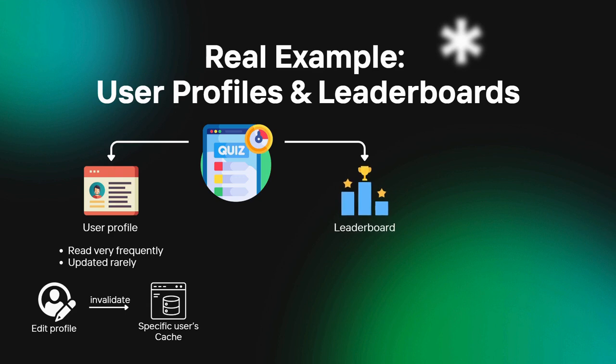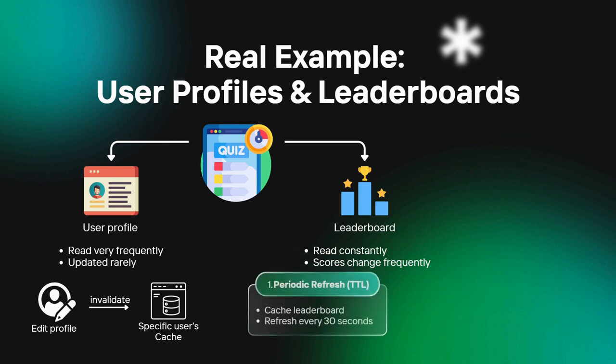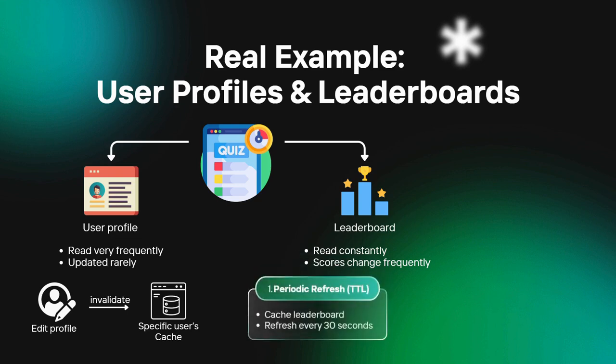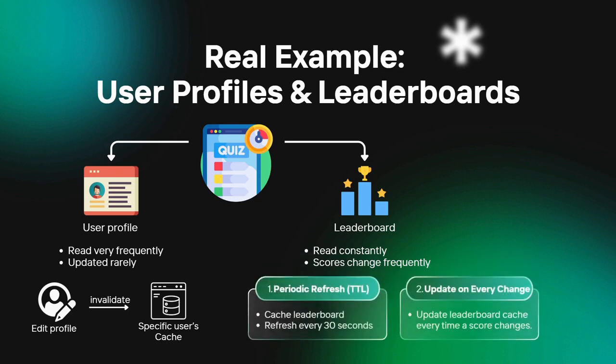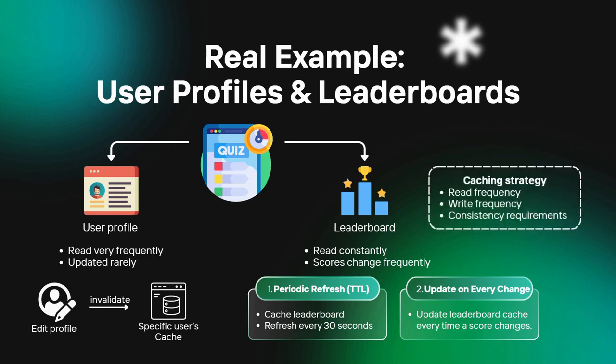Now, the leaderboard. The leaderboard is accessed constantly, but scores change often. Option 1 is that we can cache the leaderboard and refresh it every 30 seconds. Option 2 is that we can update the leaderboard cache every time a score changes. But here's the challenge. If the cache refreshes too slowly, users can see wrong rankings. If it refreshes too frequently, you lose the performance benefit. So caching strategy depends on read frequency, write frequency, and consistency requirements.